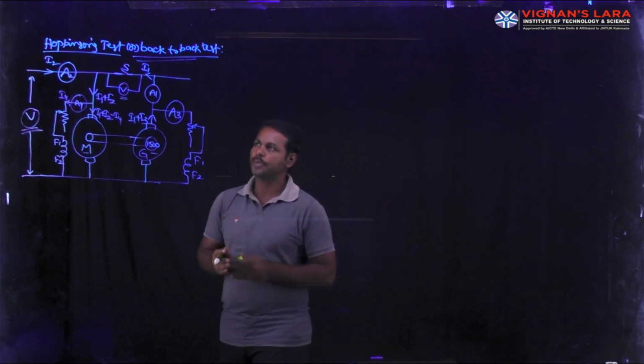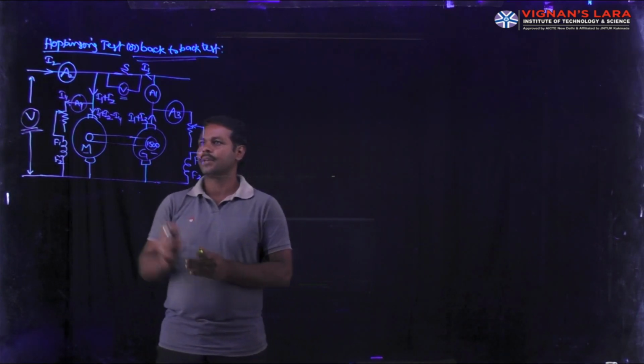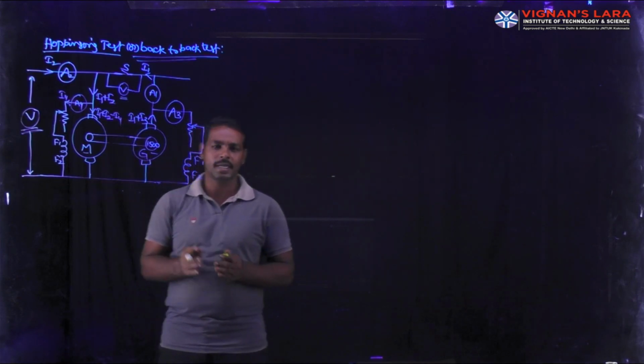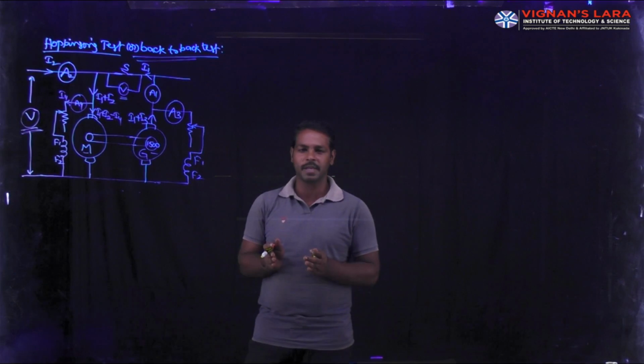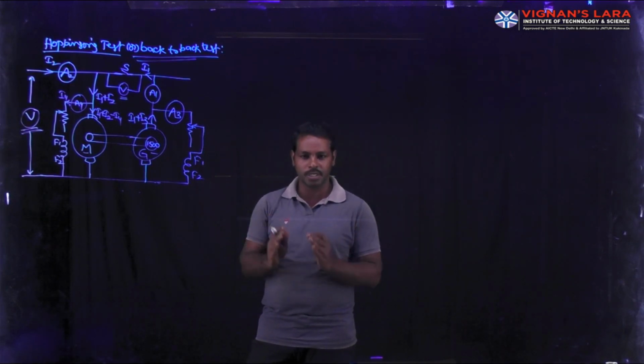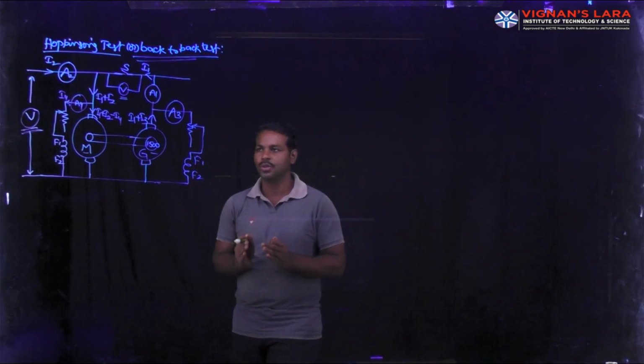Okay, so the initial position is open circuited. The voltmeter indicates the potential difference between these two points, which are at the same potential or opposite terminals, so the resultant is equal to 0.